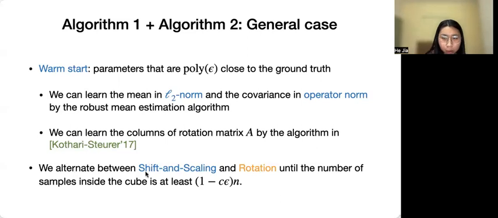Now we alternate between the shift and scaling and the rotation until the number of samples inside our cube is at least 1 minus C epsilon. And this guarantees us a C epsilon PV distance.